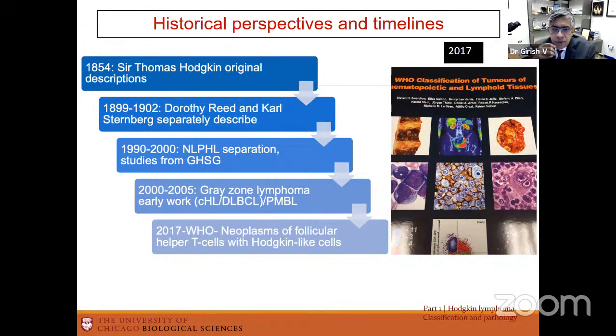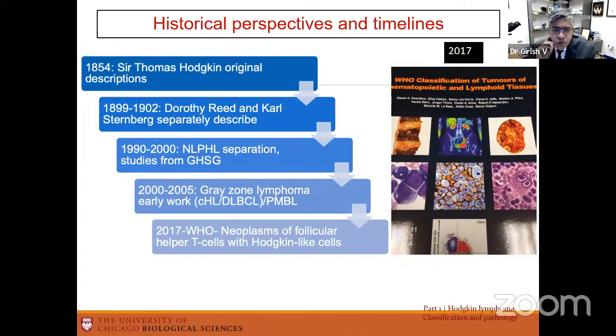But anyway, we need to remember that between 1899 and 1902, Dorothy Reed and Carl Sternberg, this guy is in Germany, and Dorothy Reed is from Hopkins. They both saw these cells, this lymphoma, and they described the cells. So the cell of interest has all these 3 people's names, Hodgkin, Reed, and Sternberg.